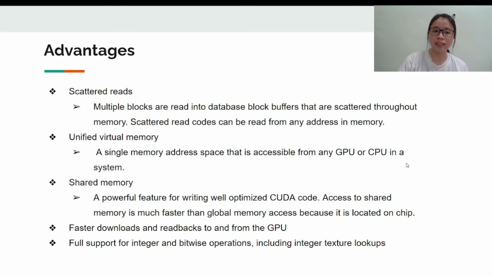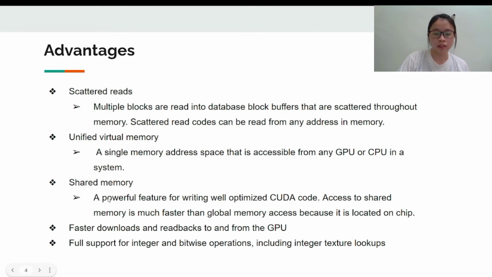Okay. Next is the advantage of CUDA. The first advantage of CUDA is scatter reads. In CUDA, multiple blocks are read into a database block buffer that are scattered throughout memory. Scatter reads code can be read from any address in memory. Next, CUDA has unified virtual memory, a single memory address space that is accessible from any GPU or CPU in a system.